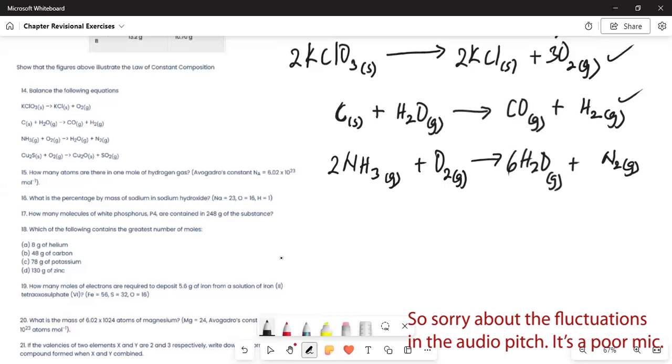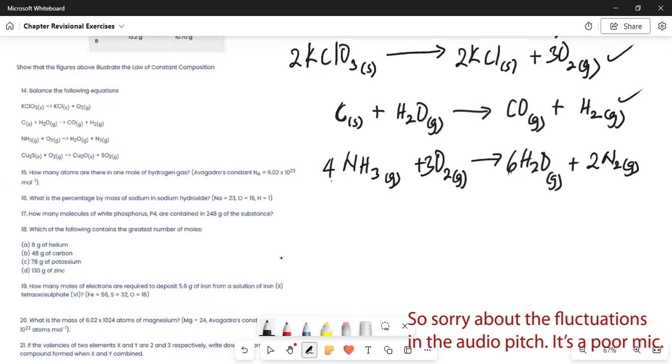6 times 2, that is 12 hydrogen. Then plus this 6 I'll add the oxygen, that is 6 oxygen there. So I'll put 3 here to make oxygen 6 on the reactant side also. Then what about nitrogen and hydrogen? Hydrogen on the product side is 12. To make it 12 here, I'll put 4 here. That is 4 times 3, 12. And this 4 affects nitrogen too. So we'll put 2 here to balance the nitrogen. That is 2 times 2, 4. So the equation is balanced.